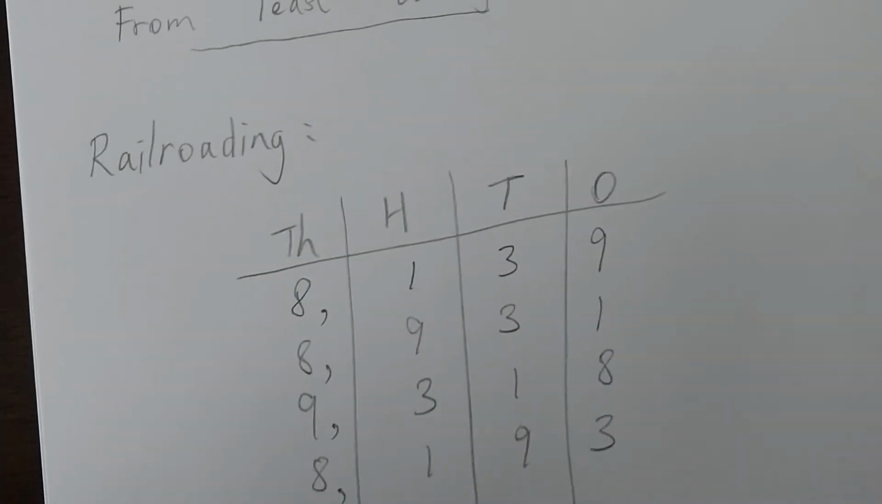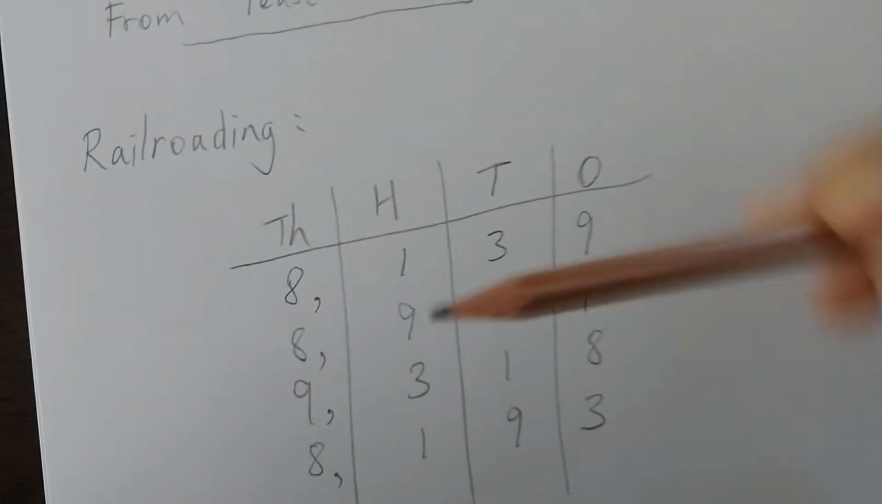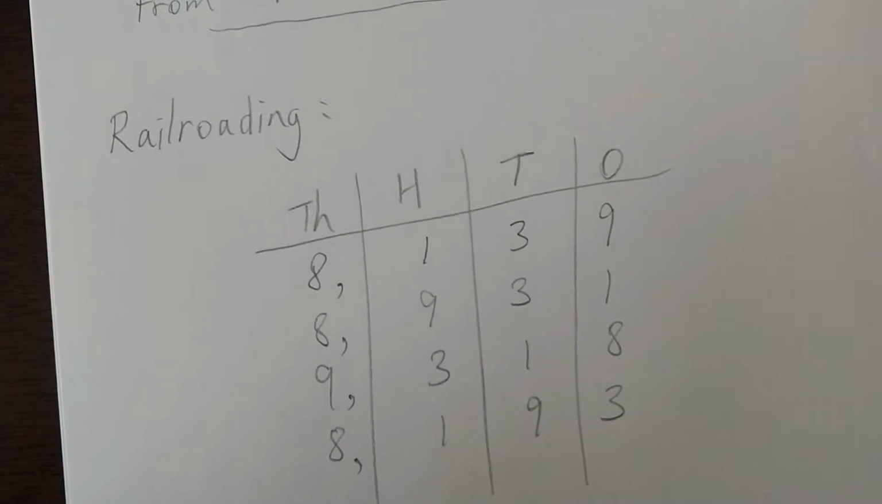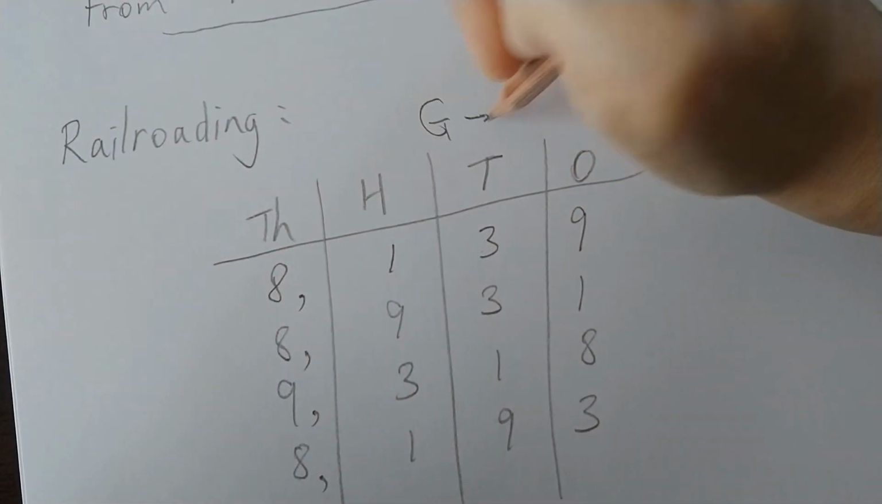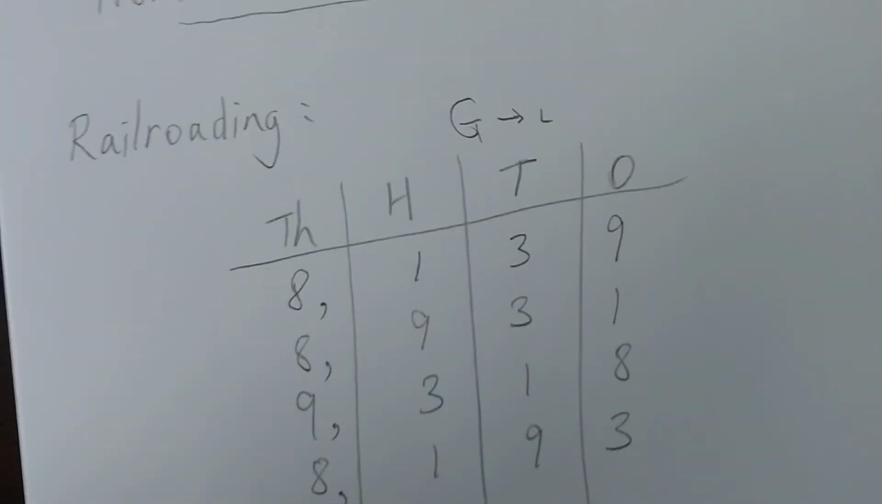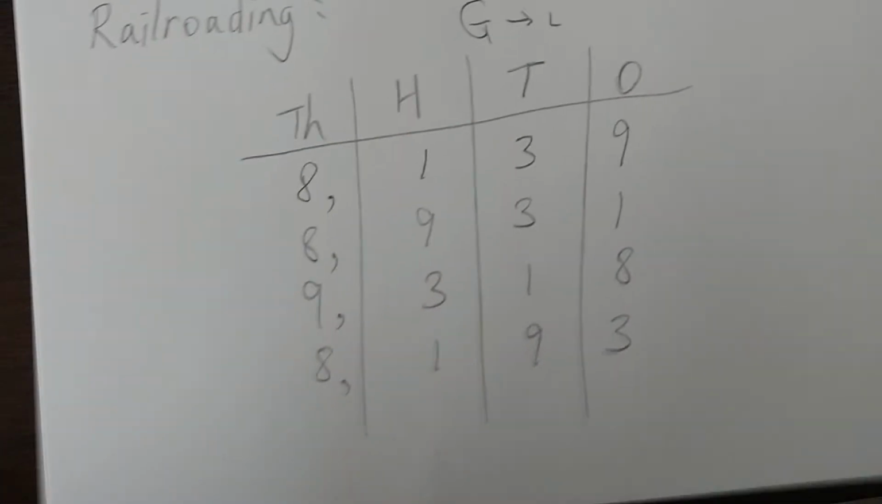Here is an example. I have 4 numbers. I put them in place value charts. And let's say this question is about from greatest to least. So I put G to L. We are looking for the greatest number first.